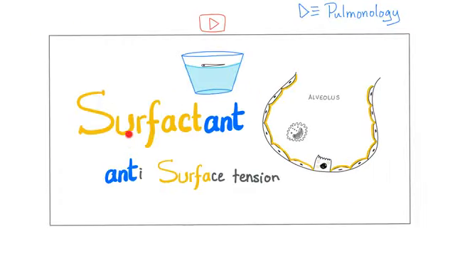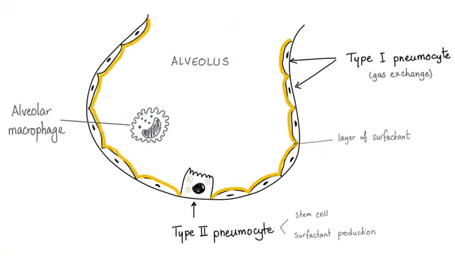In the previous video, I've talked about surfactant, which is anti-surface tension. Highly recommended that you watch the previous video before watching this video. As you know, the alveolus has type 1 pneumocytes for gas exchange and type 2 pneumocytes for surfactant production. This yellow line is the surfactant creating an interface between the air here and the water here. When you separate the air from the water, you decrease the surface tension and you protect your lung from collapsing.